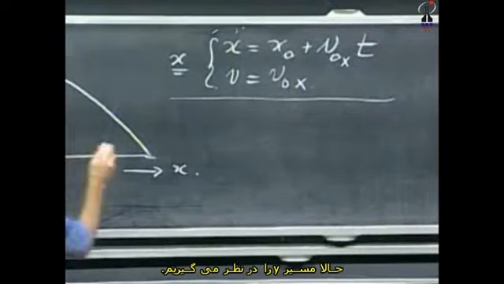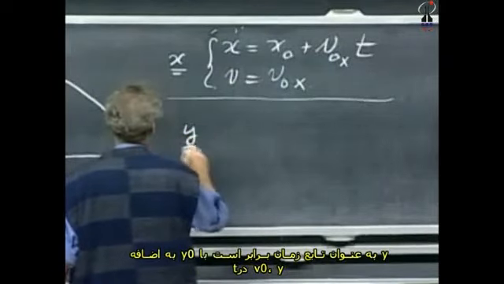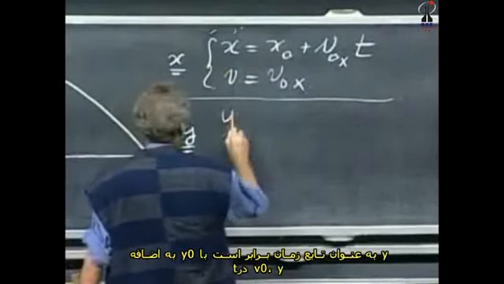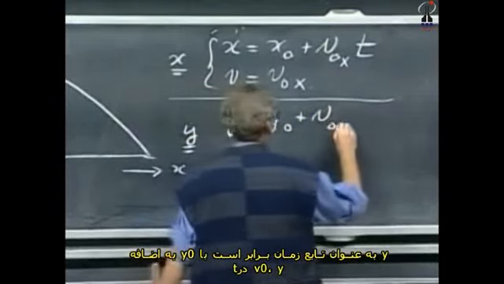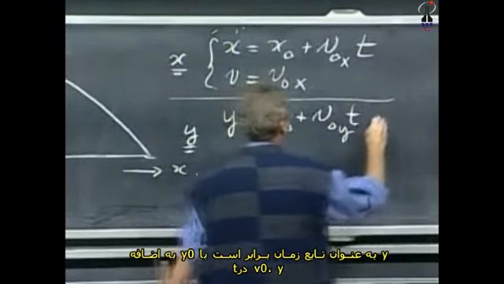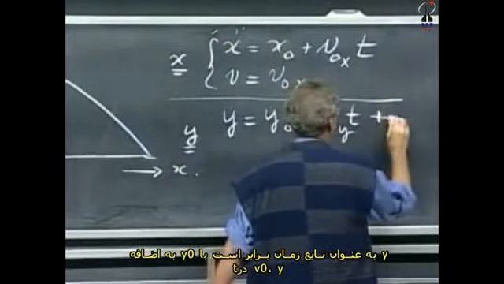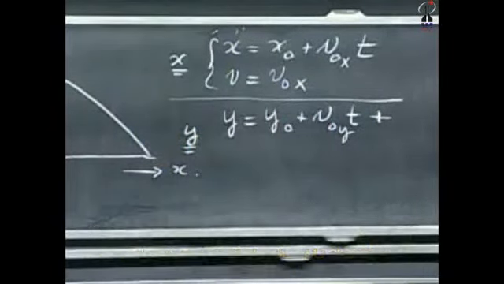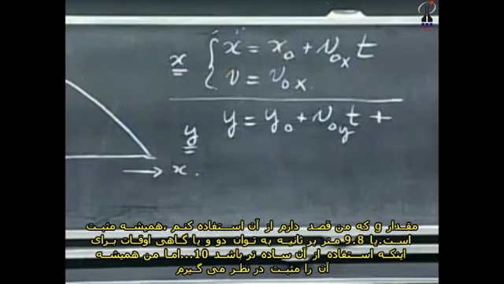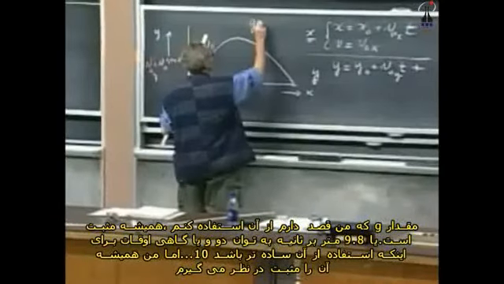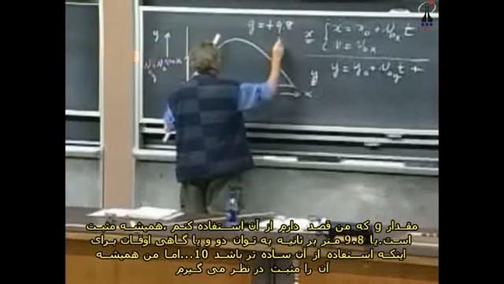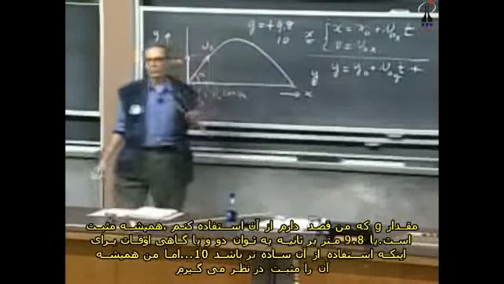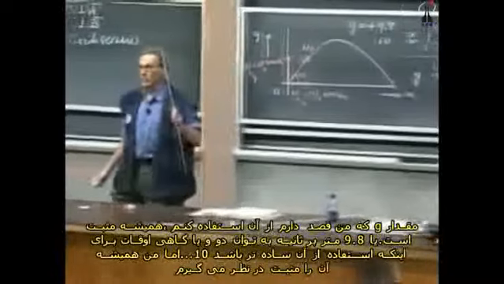Now we take the y direction. y as a function of time equals y0 plus v0y t plus 1/2 a t squared. My g value that I'm going to use is always positive, either 9.8 meters per second squared, or sometimes I make it easy and use 10. But mine is always positive.